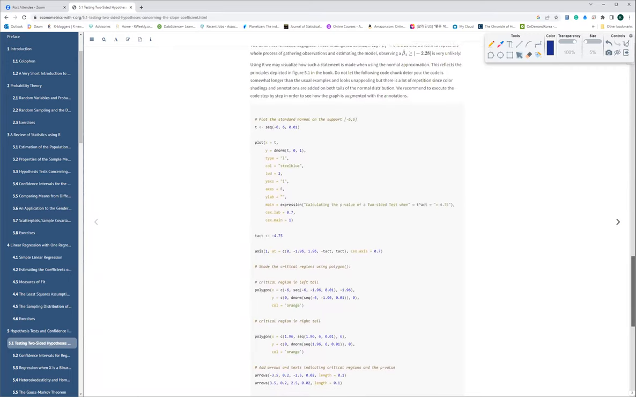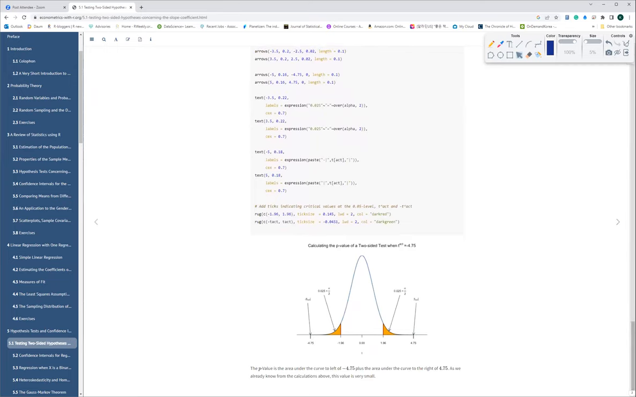So at the bottom, the R function is showing a very useful plot function showing where the t value of negative 4.75 is. So here is the negative 4.75, right? When we look at the p-value, it is very small, right? According to this standard normal distribution curve, the mean is 0, and the standard deviation is 1.